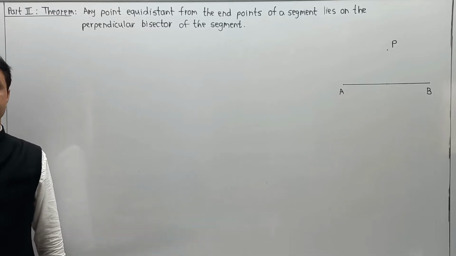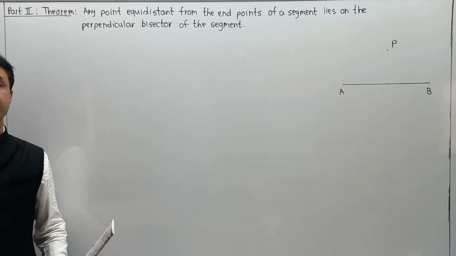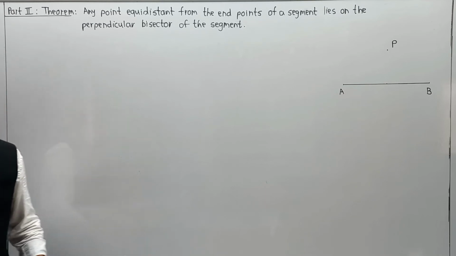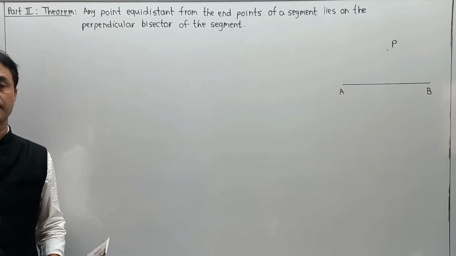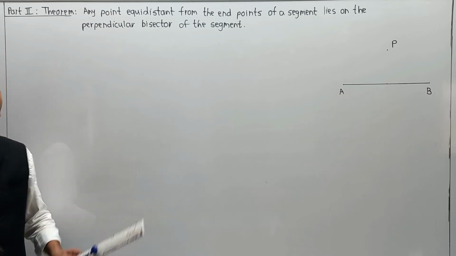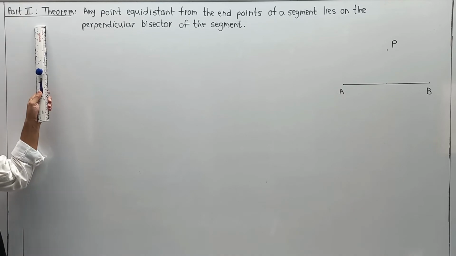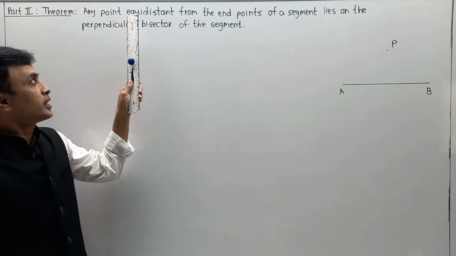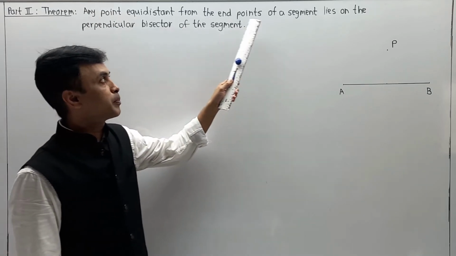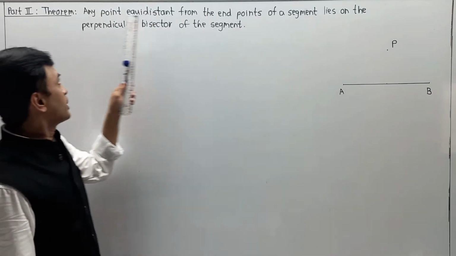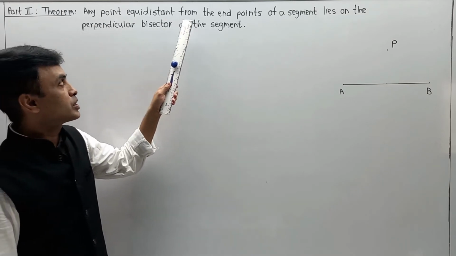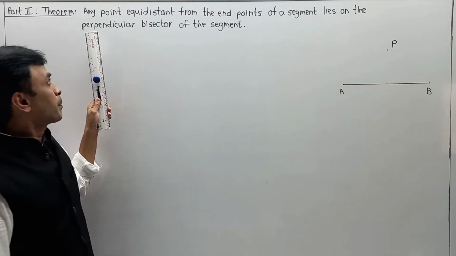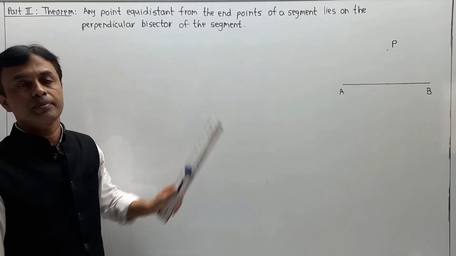Now moving to the next theorem, which is somehow the converse of the first theorem, the perpendicular bisector theorem. What exactly is this statement, what is given and all other parts, we have to understand step by step. The theorem is: any point equidistant from the endpoints of a segment lies on the perpendicular bisector of the segment.